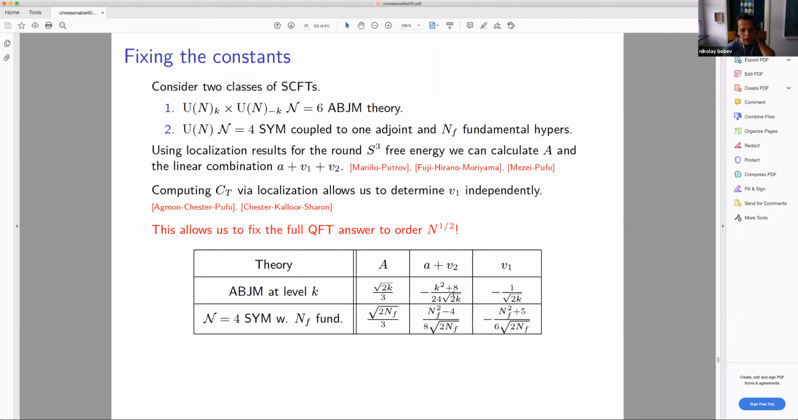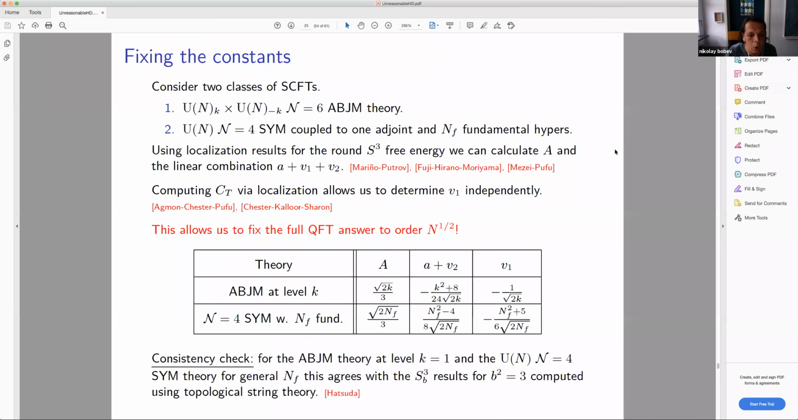Good. I have these explicit answers now, converted to QFT quantities. So K is again the rank of the orbifold, NF is the number of fundamentals. So if you're interested in ABJM at level K, I can spit out some answers for you for the leading and the subleading term in this large N expansion.